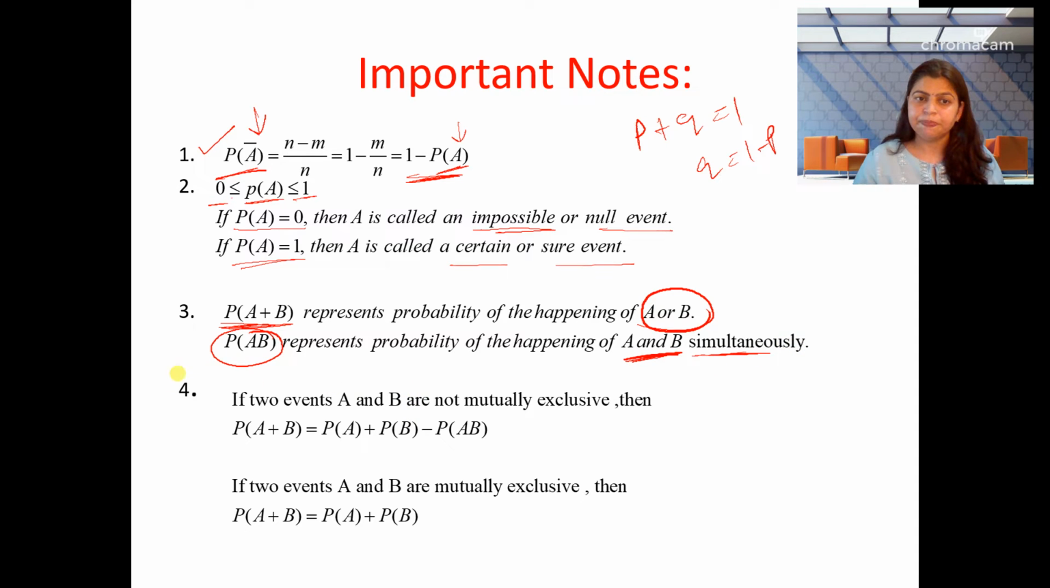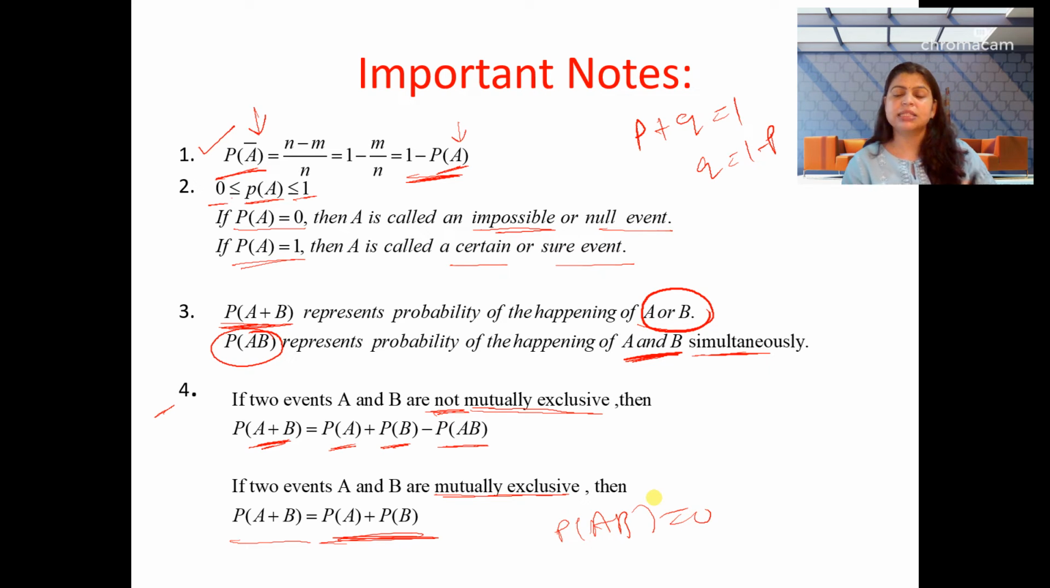So here the fourth point is, if there are two events A and B and those are not mutually exclusive, suppose, that means those are not that much dependent, you can understand in this way. Then probability of A or B is equivalent to probability of A plus probability of B minus probability of AB. But if those events are mutually exclusive, that means if one happens, the second cannot happen, so in that case probability of A or B would be probability of A plus probability of B, because in that case probability of AB would be 0, because there would be nothing in common.